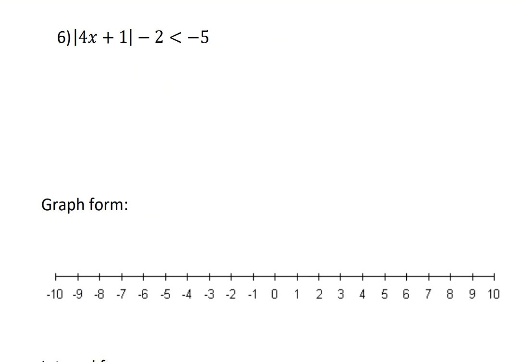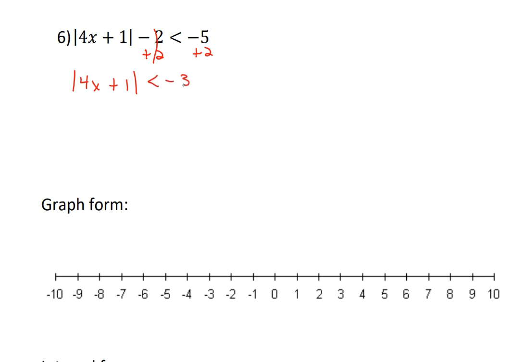Okay, this is our last example. We have the absolute value of 4x plus 1 minus 2 is less than negative 5. The very first thing we have to do is get the absolute value by itself. So I'm going to add 2 to both sides, and that gives me the absolute value of 4x plus 1 is less than negative 3.